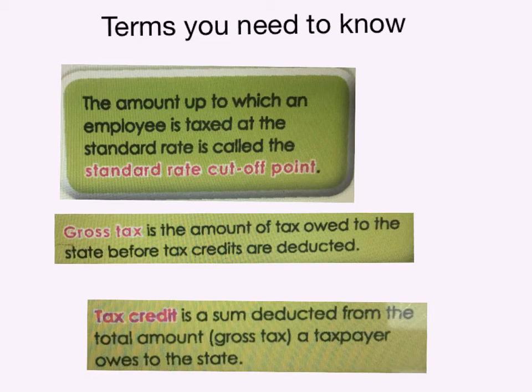Okay, so a couple of key terms that you need to know. First of all is the standard rate cutoff point. You're going to see that quite a bit in this, and you'll see me refer to it as the SRC. It's the amount to which an employee is taxed at the standard rate. And the standard rate, we'll see in a second, is 20%. Then you have gross tax, which is the amount of tax owed to the state before tax credits are deducted.